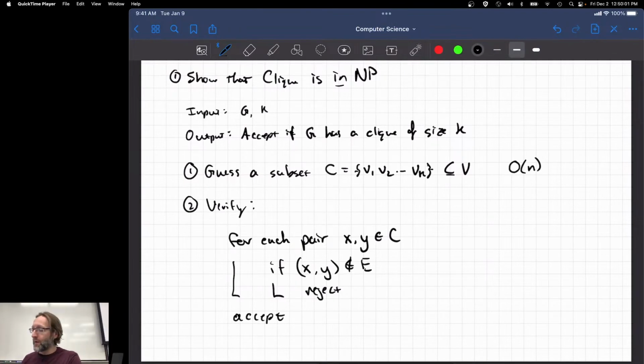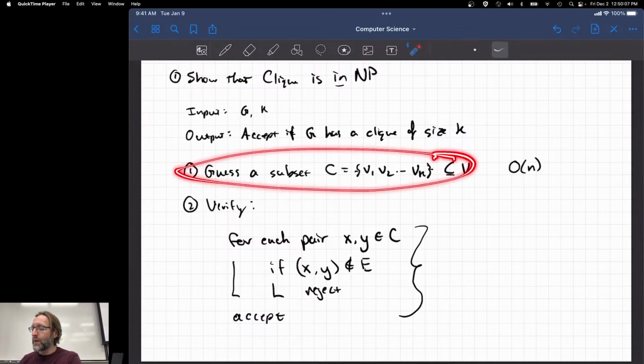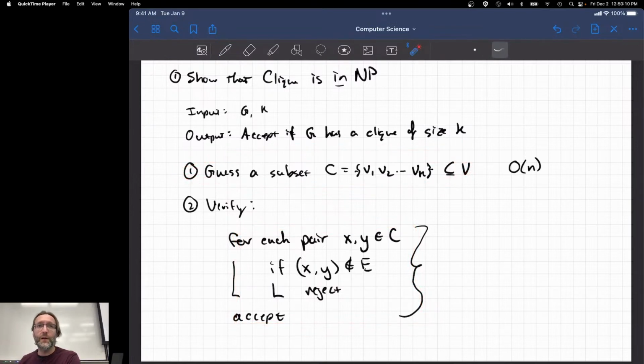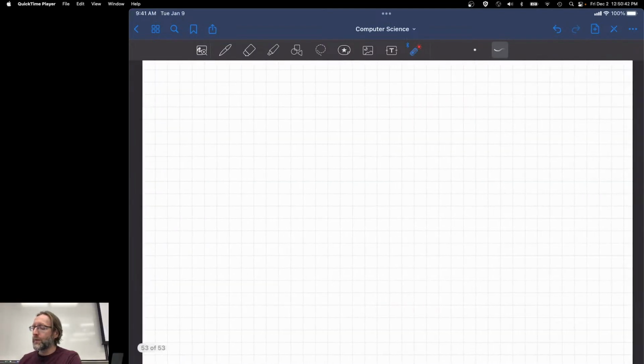And that's it. What about this phase right here? Again, this was the non-determinism. This is deterministically verifying that it's a correct solution. This is going to be order what? For each pair, n squared, right? Truthfully, since this is of size K, it's going to be K choose 2, about K squared, but that's less than or equal to n squared. That's why we get this. We just need to show that it's polynomial with respect to n, and we're good.